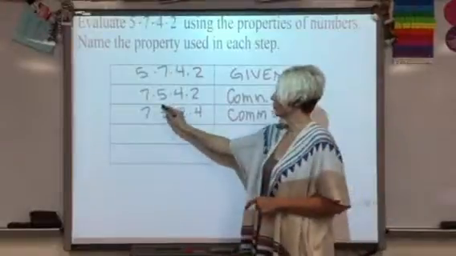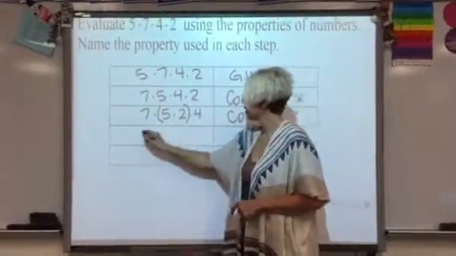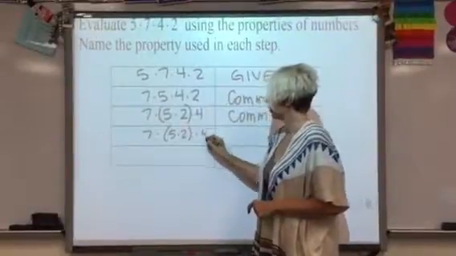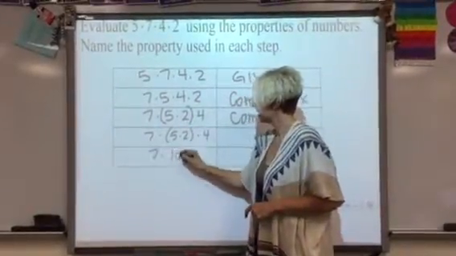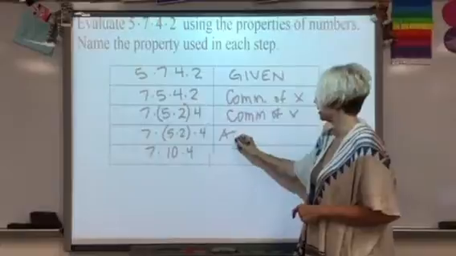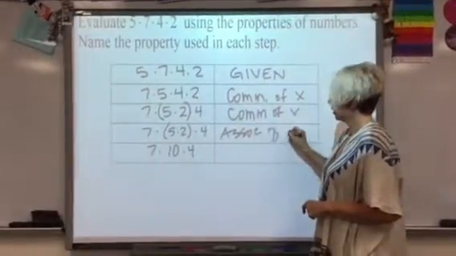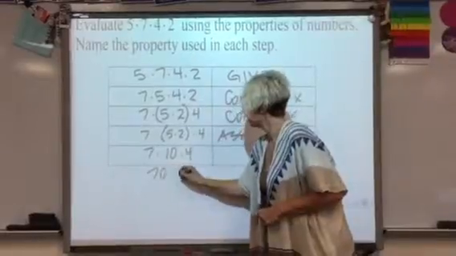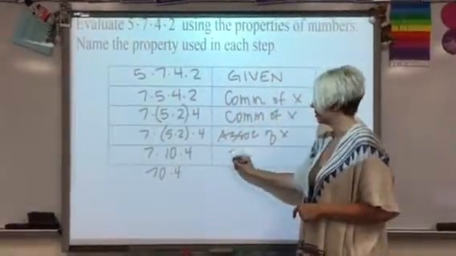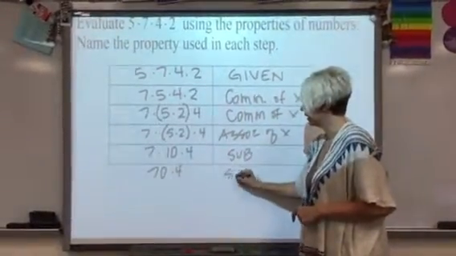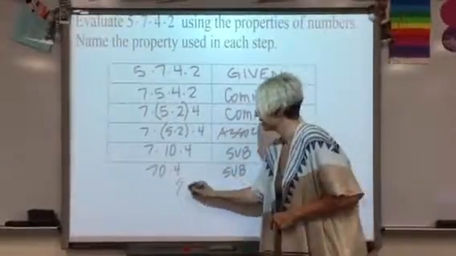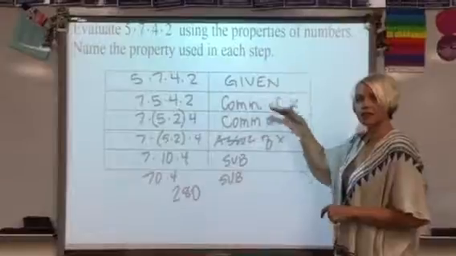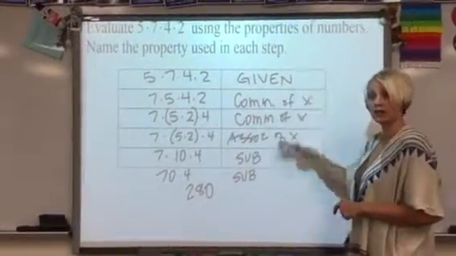And then I'm going to group these two together first. So I have 7 times this group times 4, and that would be 7 times 10 times 4. And so that's associative. And then you can multiply from left to right. 7 times 10 is 70 times 4, and this is going to be just substitution. And once again, this is just substitution. And then that's how you would get 280. Okay? So you will show every single property for every single step. Keep it very organized.